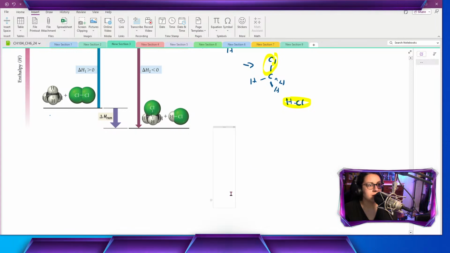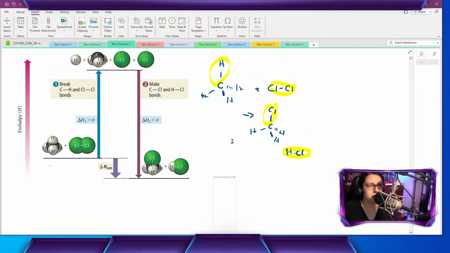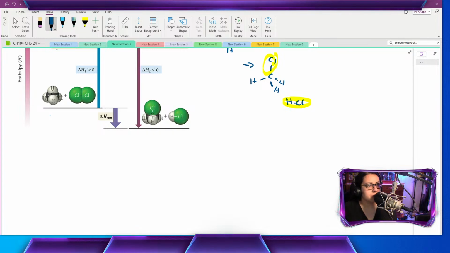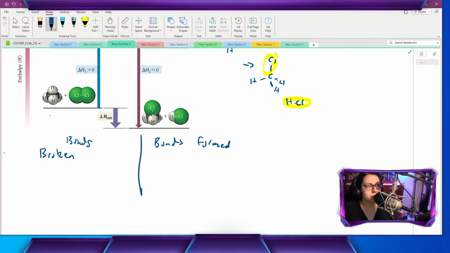So let's do that. And this is how I recommend laying out your work: you want to have a separate section of bonds broken, and then we'll tally those up and then look at our bonds formed. And maybe put next to them the symbols that they're going to be at the end. So you don't have to worry about the signs until the end when we're trying to add them together, if that makes sense.